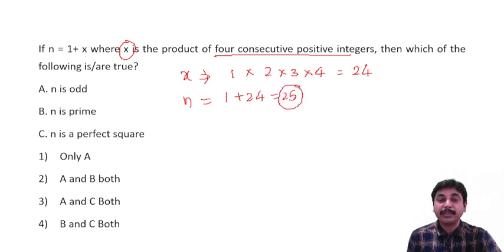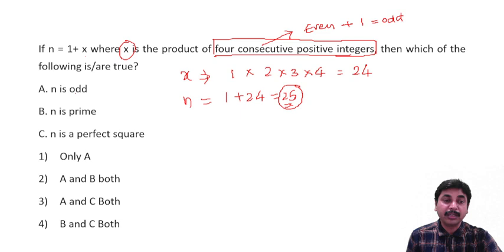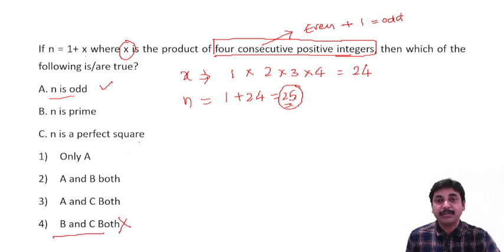So what we can see here is that this number is odd. Definitely this n is going to be odd, because the product of any four consecutive integers will always be even, and even plus 1 is always odd. So the first option A is definitely true. Just cast out B and C both. You want A first. Now second, what we can observe here, 25 is a perfect square of 5. This should not be prime. B is not your answer. So you can cast out option number 2 also.